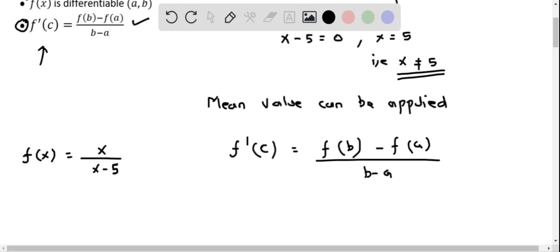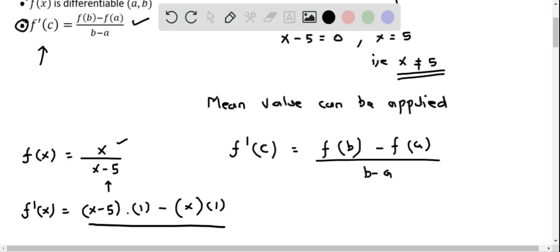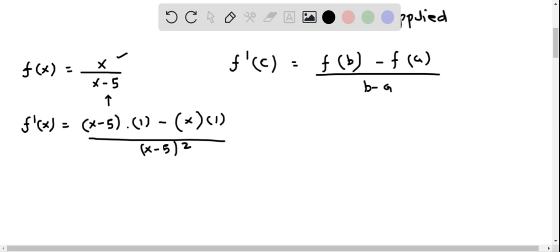Let's find the derivative of this function by applying the quotient rule of differentiation. So we get f prime of x equals, I consider the denominator polynomial, that is x minus 5, then multiply with the derivative of x, which is 1, and then I put minus. Now I consider the numerator function, that is x, and then multiply with the derivative of x minus 5, which is also 1, and this is over the denominator squared, that is x minus 5 quantity squared. So this we have done according to the quotient rule of derivatives.